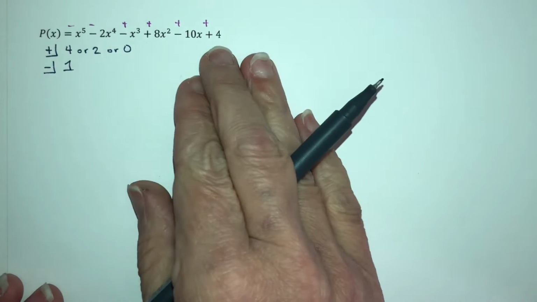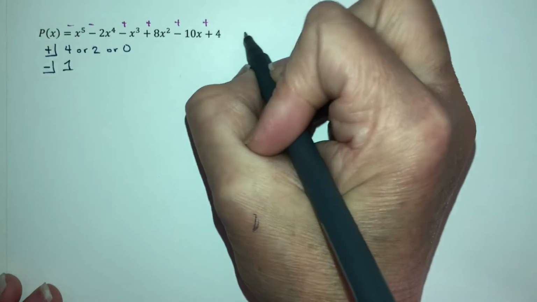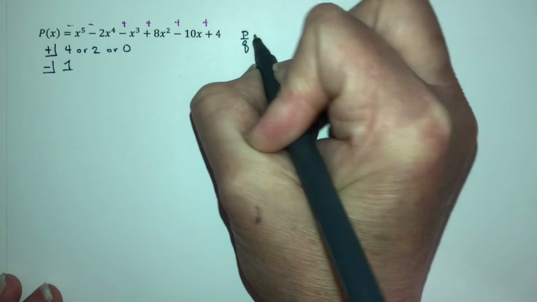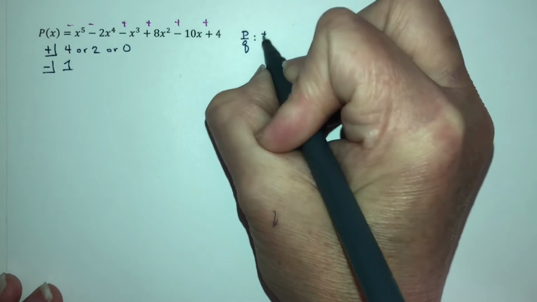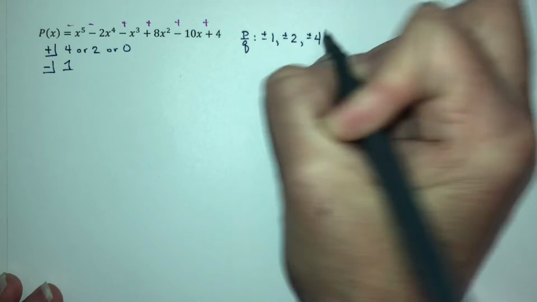Now let's get our P over Q values. Our Q value is 1, so our P values are also our P over Q values. This comes from the 4. So my possibilities are 1, 2, and 4.